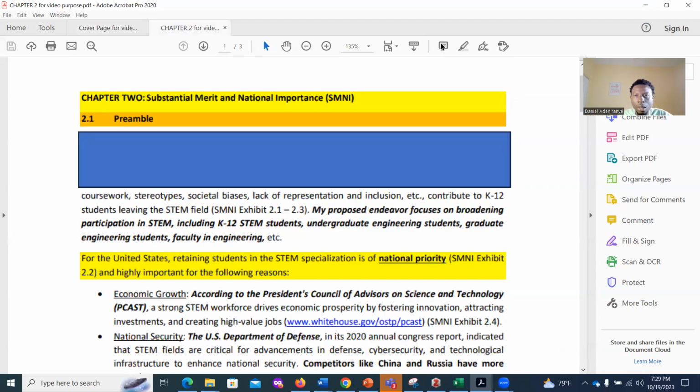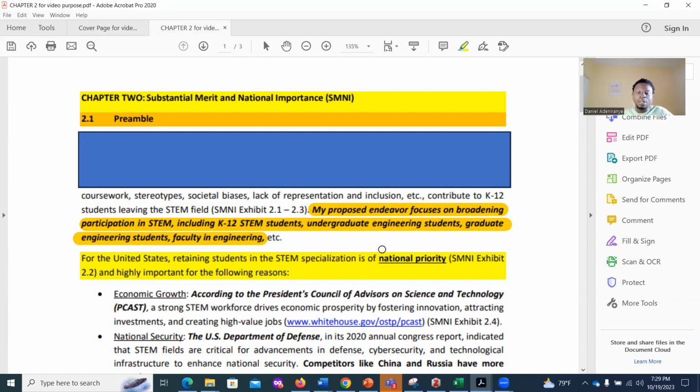So looking at the first line here, this person wrote, my proposed endeavor focuses on broadening participation in STEM, including K-12 STEM students, undergraduate engineering students, graduate engineering students, faculty in engineering, etc. So in the preamble, this person is making us know his area of endeavor. So you want to speak directly, oh, this is who I am. So this person's identity, this is what my area is, this is what I'm working on, this is what I'm trying to do. Not just saying it.